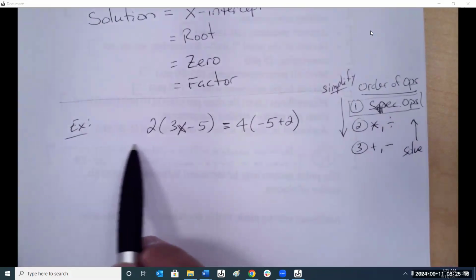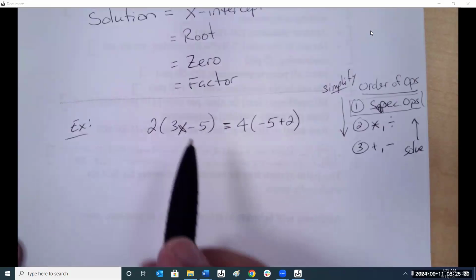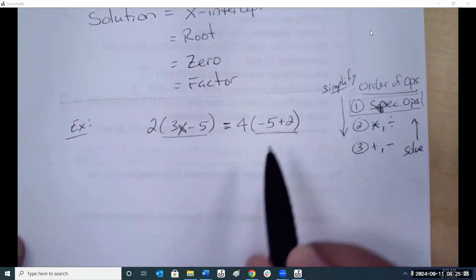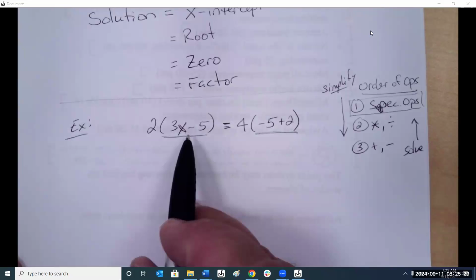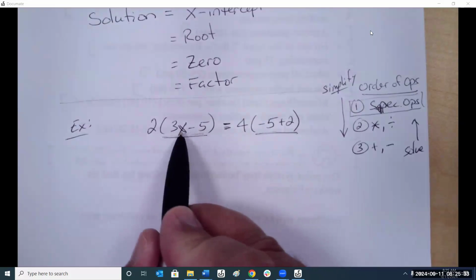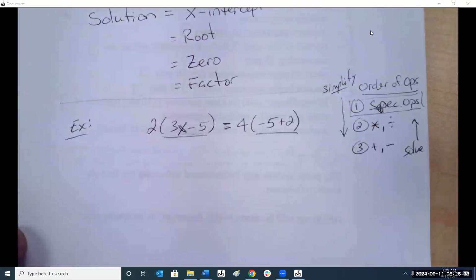So looking at this, are there any special operations? The parentheses. Here's one parenthesis, and here's another. They're on opposite sides of the equal sign, so we could do them both at the same time. So we found a special operation. So we look inside it. Can we do anything inside there? Are there any special operations? No. We can't do multiplication, we can't do subtraction. So since we can't do anything there, we have to get rid of the parentheses.